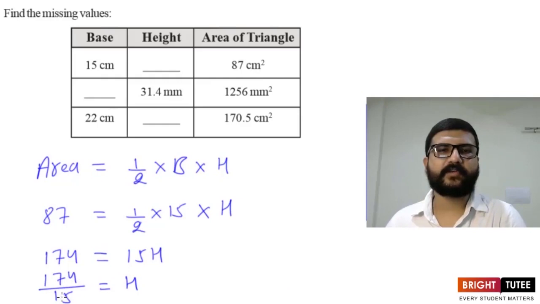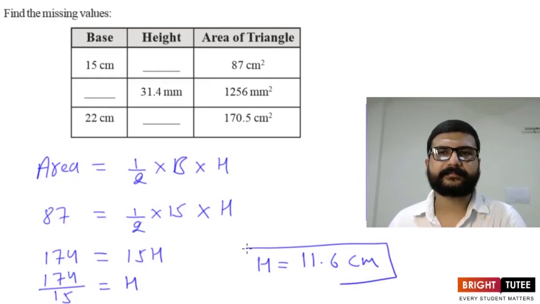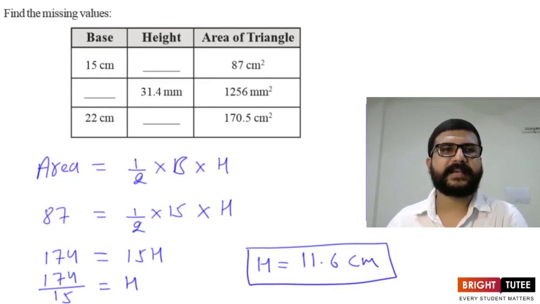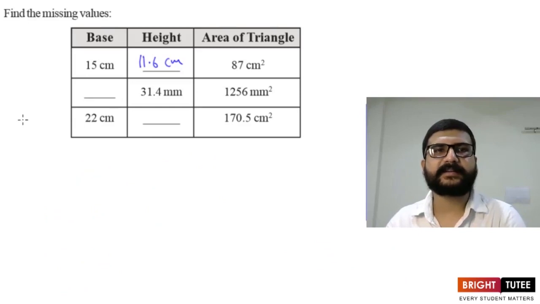Now 174 divided by 15 will be equal to 11.6. So therefore we are getting height as 11.6 centimeters. We will write here in the table 11.6 centimeters. Now let's see the next part.